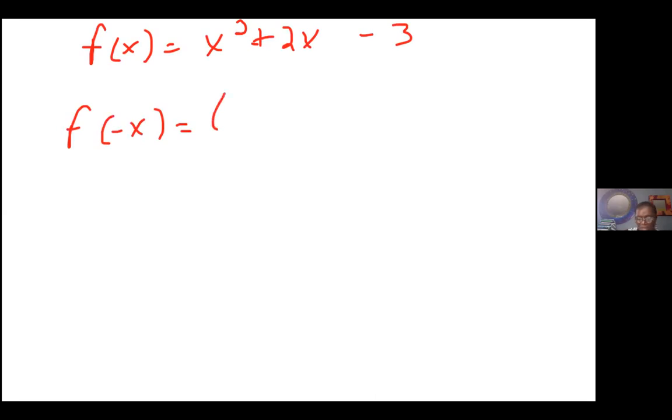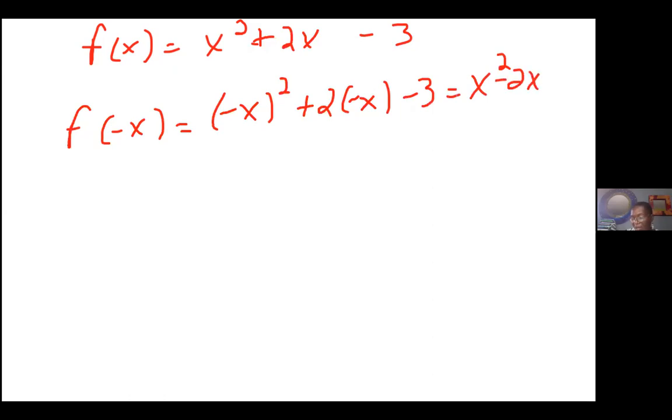Well, if we plug in a negative x for every single x, for the first term, guys, negative x squared is going to become positive, okay? It's going to become a positive x squared. And if you do 2 times negative x, you get negative 2x, and then the minus 3 is constant, so it remains the same. That's that.